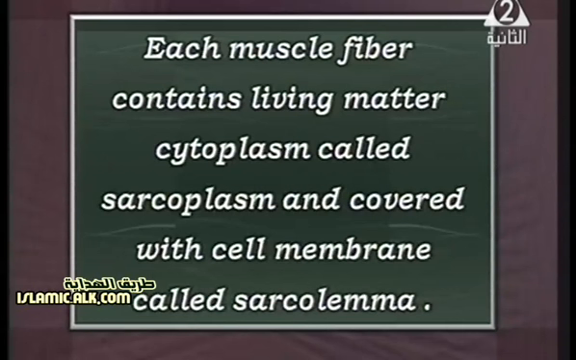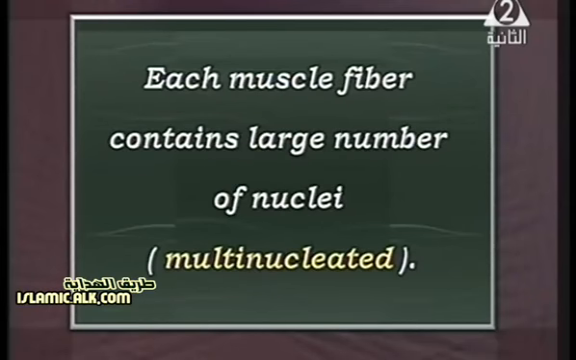Each muscle fiber contains a living matter, cytoplasm, which has a unique name, sarcoplasm, and this sarcoplasm is covered by the cell membrane called sarcolemma. And each muscle fiber contains a large number of nuclei. This means they are multinucleated. It doesn't contain just one nucleus, but a large number of nuclei.